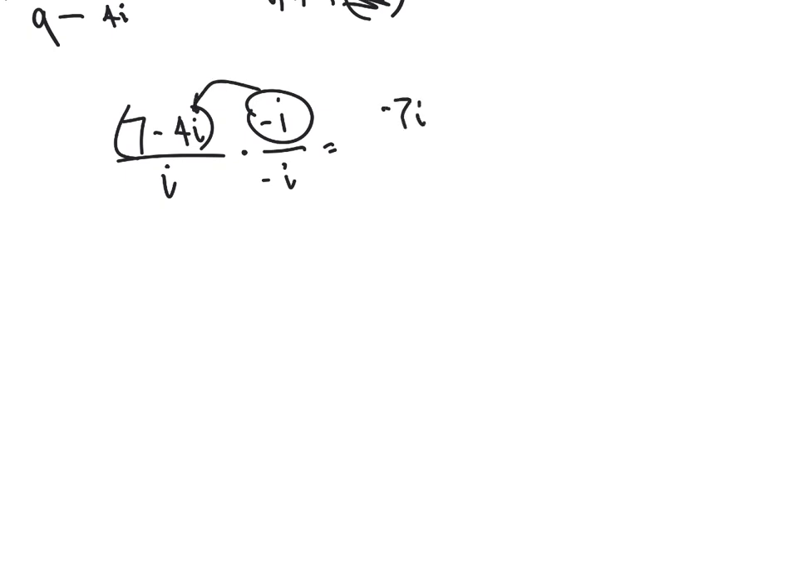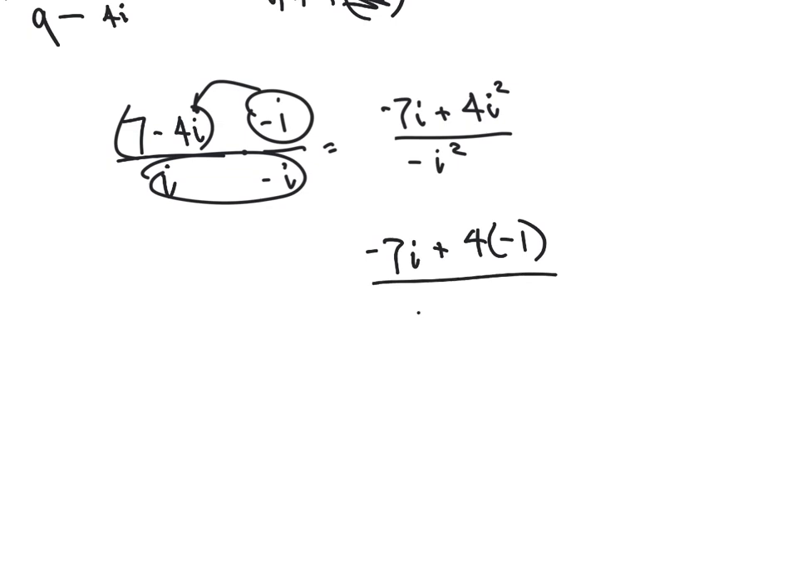Distribute it here, and we get plus 4i squared. This is going to give me -i squared. Okay, so I'm just going to rewrite this, and instead of the i squareds, change that to the -1 that it equals. So that means this changes to a positive, and this ends up being -7i minus 4 over 1.